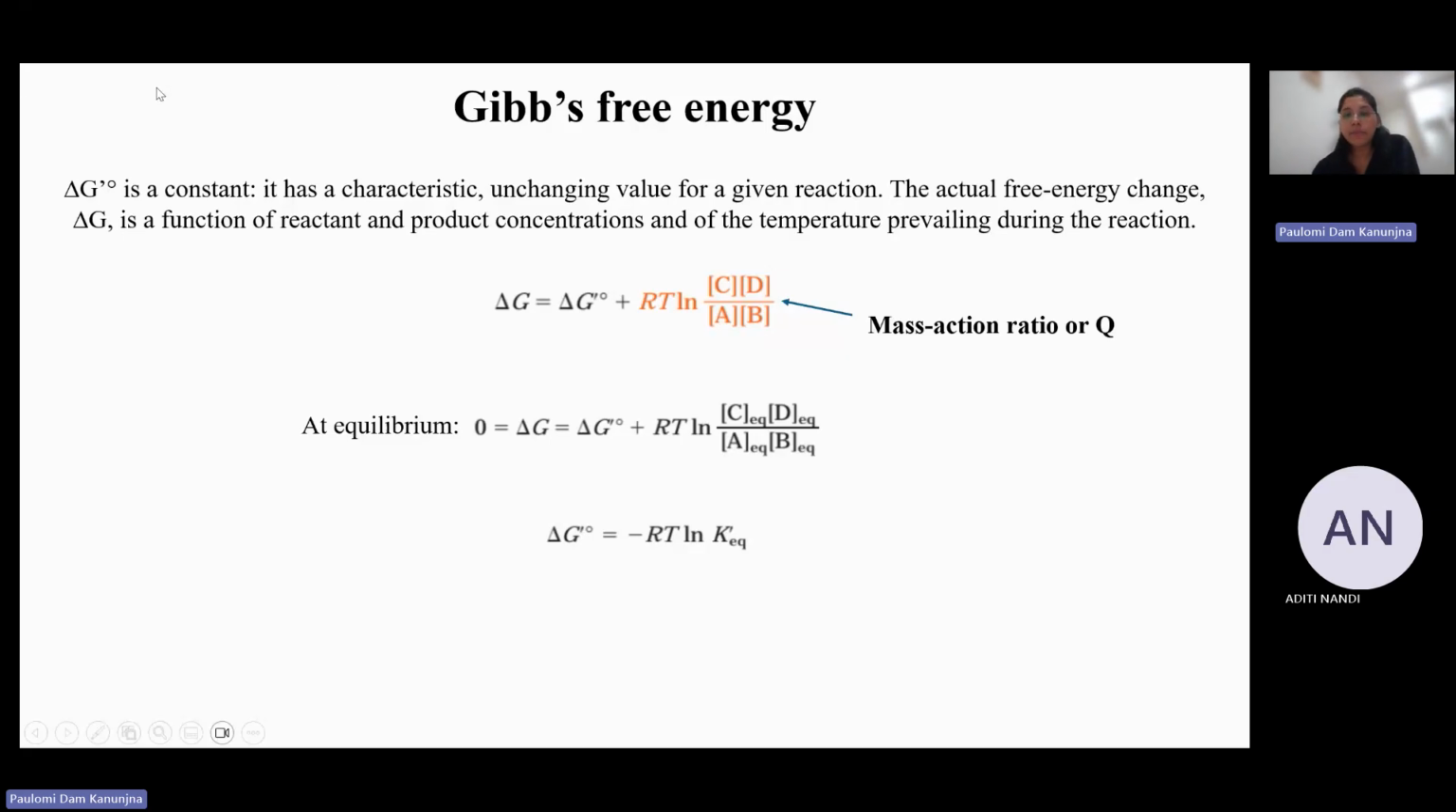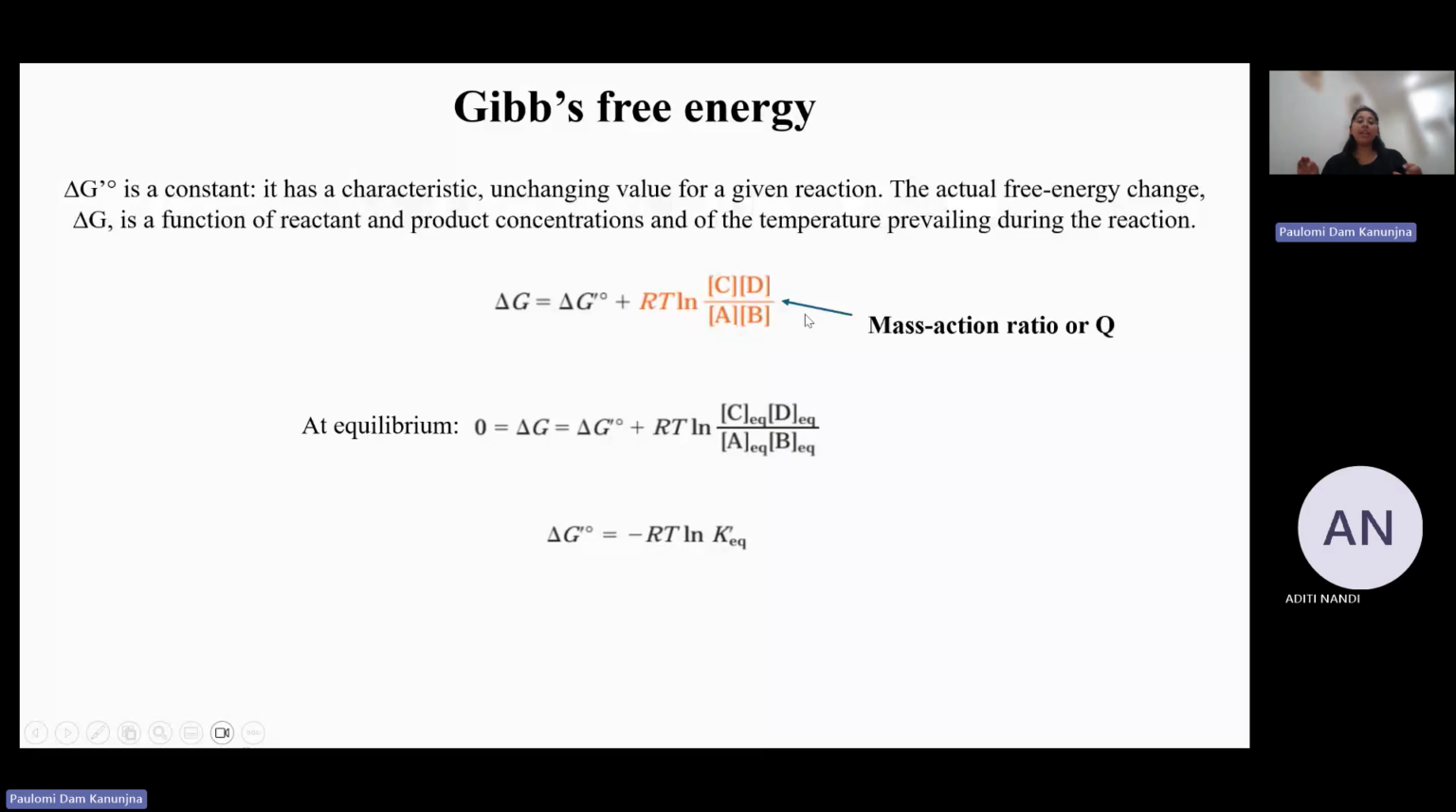That's what is written here. So the actual free energy change, which is delta G, not G naught. G naught is standard. So G is a function of the reactant and the product concentration and the temperature prevailing during the reaction. So temperature, because everything else here, and this factor here, delta G naught, is constant. So this is constant, and this R is always constant. T is what can change, and these are what can change.